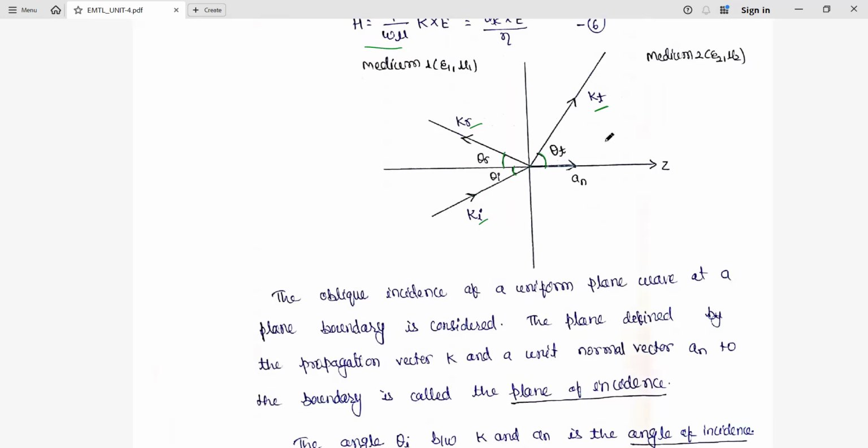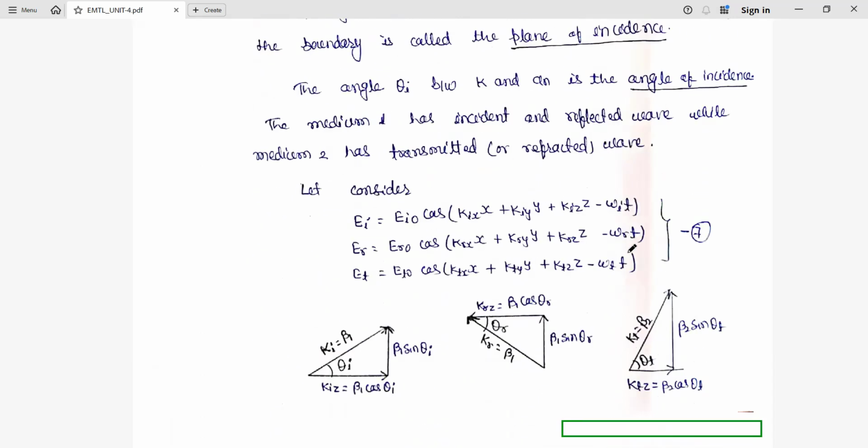Since it is being transmitted from one medium to another medium, it is KT, and here we have the unit normal vector, that is the aN. Okay, this is the unit normal vector. Boundary condition also later we are going to consider. The plane defined by the propagation vector K and the unit normal vector aN, this boundary is called the plane of incidence.